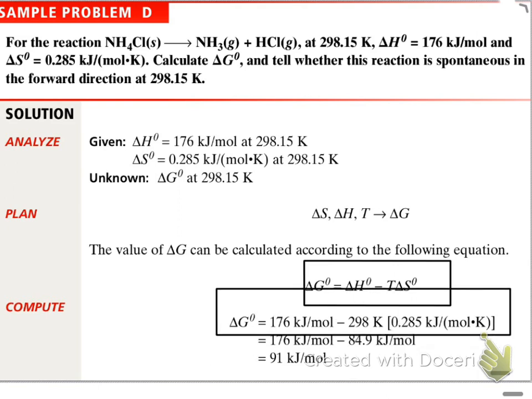That's the first line: 176 kilojoules minus 298 Kelvin times 0.285 kilojoules per mole times Kelvin. Following order of operations, we multiply first, and then we subtract 84.9 from 176, and we come up with a simple answer of 91 kilojoules per mole. Because that's a positive value, this is not a spontaneous reaction in nature. This is ultimately endothermic. It's not going to happen spontaneously. There's going to be a need of energy or a catalyst. Something needs to be added to the system to make that happen.